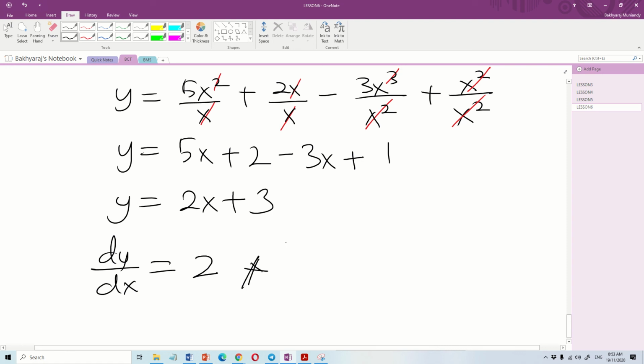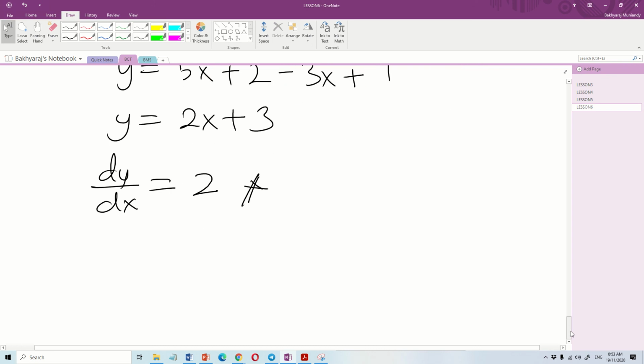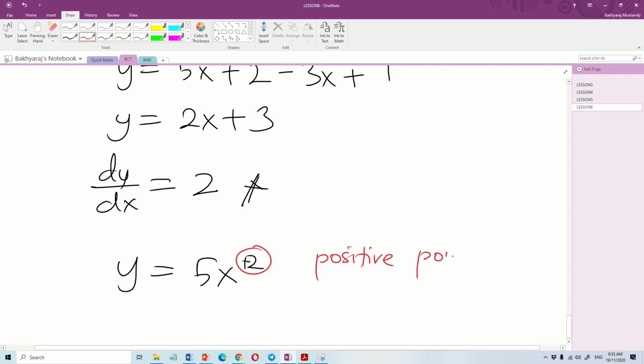Okay, so we continue. We have already covered the positive power. What I mean is we have already done all the questions for positive power. Let's say I give you a simple example: y equals 5x squared. This is positive power, because the 2 is positive. So we call this a positive power. So far everything we did was positive power.